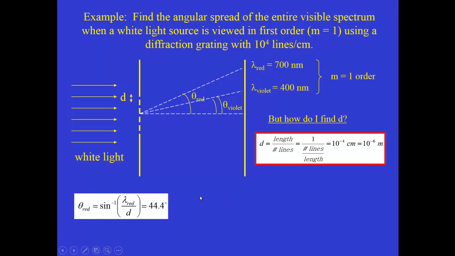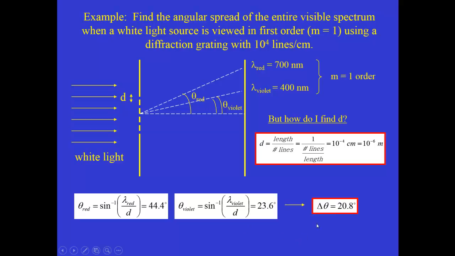Now, that allows us very easily to calculate theta red, inverse sine of lambda red over D, that's 44.4 degrees. Theta violet, of course, is less because violet has a lower wavelength, and that turns out to be, with m equals 1, 23.6 degrees. So the angular spread of the entire visible spectrum is the difference between those two, which is approximately 20.8 degrees.